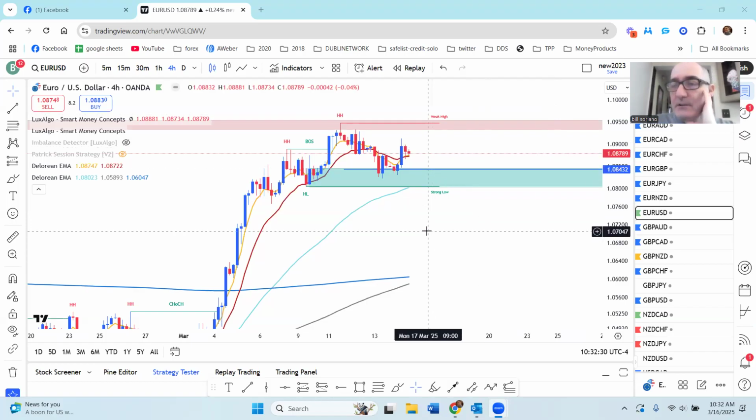So I said yesterday in my video where I did some training on how to use the Lux Algo indicator and the DeLorean EMAs to help you to identify the trend bias on the 4 hour time frame and also how to identify the best order block to trade from, where to set your alert. Okay, so I do have the indicator on right now.